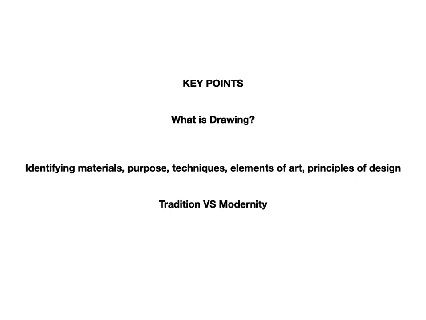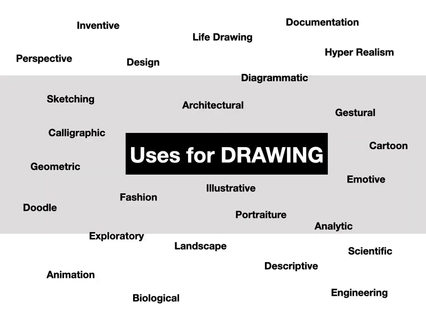So the key points to this presentation are: what is drawing, identifying materials, purpose, techniques, elements of art and principles of design, and tradition versus modernity. We've seen this before. This slide was in the very first presentation, Fundamentals. So you'll know that this is literally just a list of some of the uses and types of drawing.